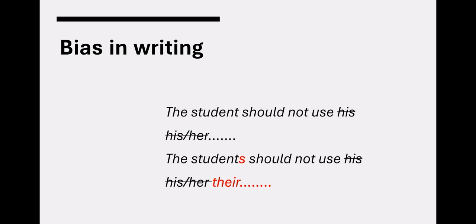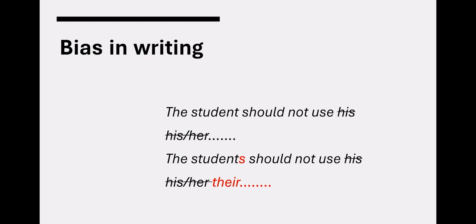Now I'm going to get to the last topic of language that I'm going to talk about today, which is bias in writing. And I gave some examples. Students should not use his, her. There's all this discussion about the problem in English where, when you have a third person singular and you want to use a pronoun after that, you have to identify his or her. One of the solutions, of course, is to go to plural. The student should not use their, and that's what's often suggested.